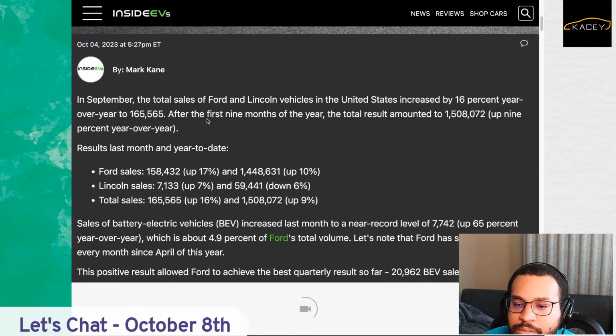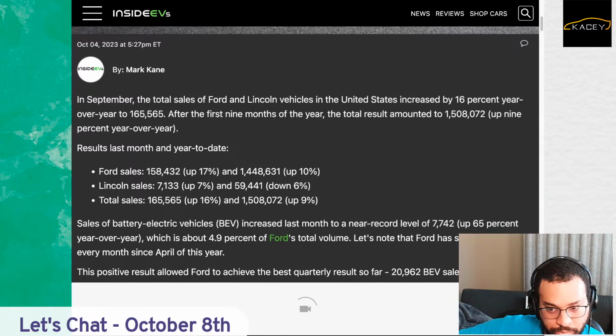In September, the total sales of Ford and Lincoln vehicles in the U.S. increased by 16% year-over-year to 165,565. Huh. After the first 9 months of the year, the total amounted to 1,508,072, up 9% year-over-year. But this is all cars with the brand.